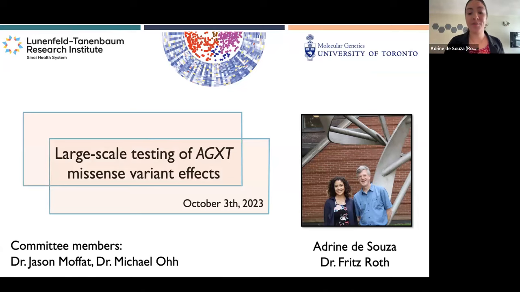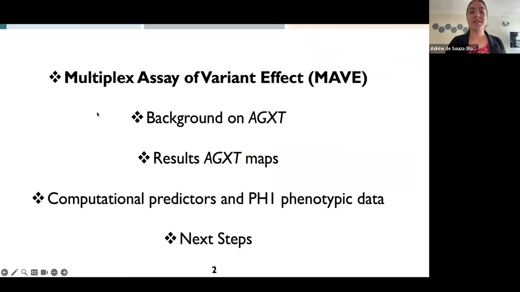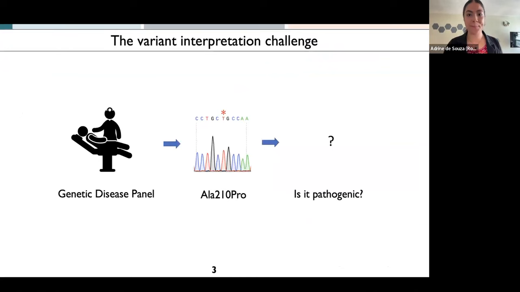Although I have projects to evaluate variants of AGXT and VHL, because Megan actually presented about VHL today, I'm only going to focus today on my large-scale testing of AGXT related effects. Both of these genes actually affect renal disease. The strategy that we are using to test variants at large scale is called multiplex assay of variant effect, or MAVE, and I'm going to introduce you to this concept today.